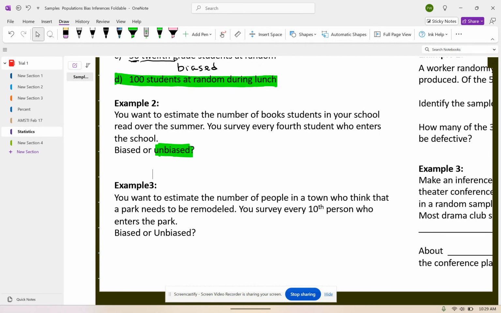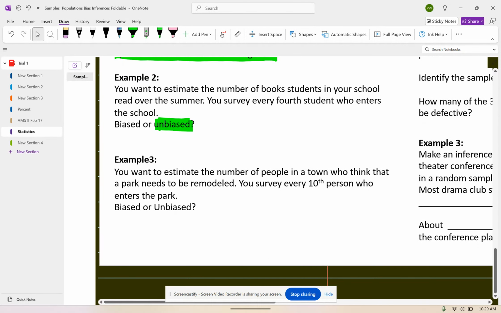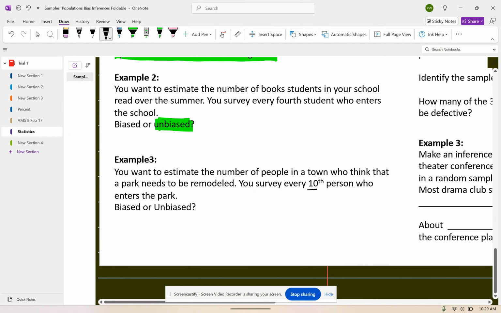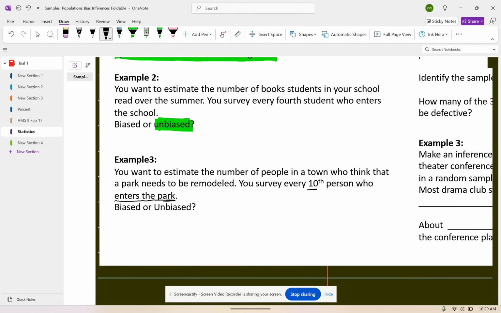All right, example 3. You want to estimate the number of people in a town who think that your park needs to be remodeled. You survey every 10th person who enters the park. Well, every 10th person kind of means 10%, which is kind of small. But you're surveying only the people in the town who go to the park already. So since they are people who go to the park, we have a bias.